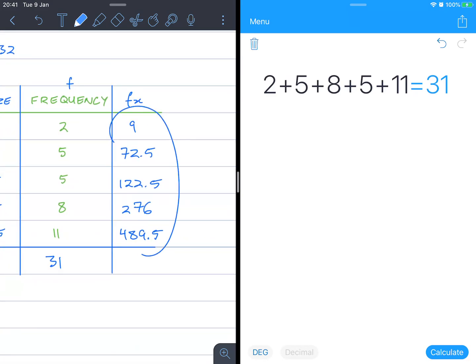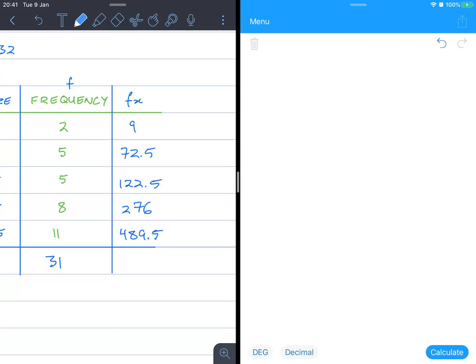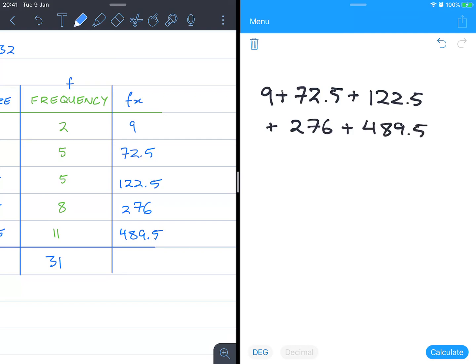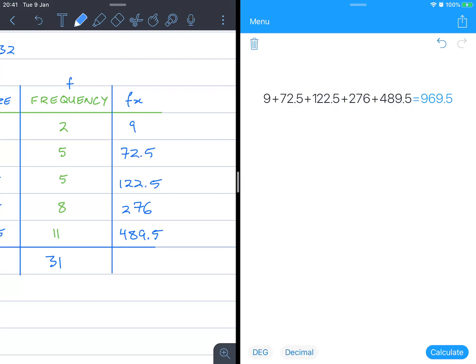And adding up our Fx, 9 plus 72.5 plus 122.5 plus 276 plus 489.5. This gives us a total of 969.5.